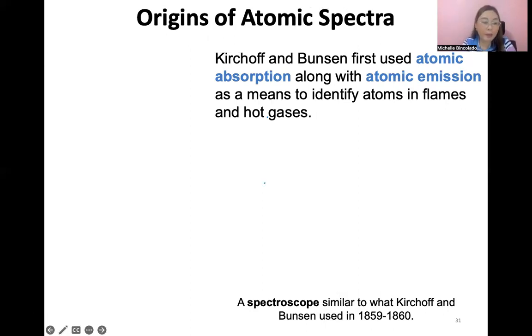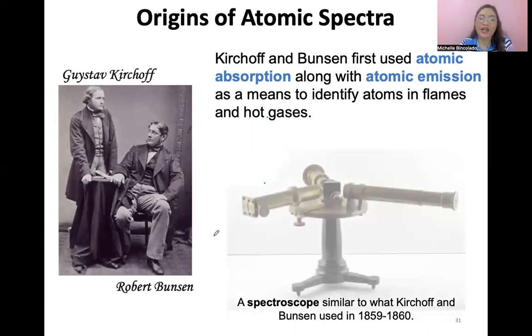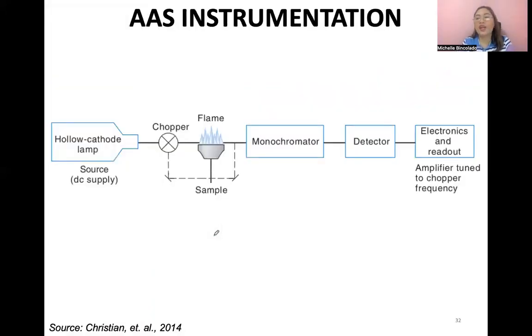Ay, teka. Naka-pen pa pala to guys. Okay. So, ayan guys. Yung picture ni Kirchhoff tsaka ni Bunsen. Ayan. And ito yung similar sa spectroscope na ginamit guys ni Kirchhoff at saka ni Bunsen. So, here guys is the block diagram. Ito guys ang block diagram ng AAS instrument. So, similar parts. Yun nga lang guys, meron tayo dito part kung saan may flame. So you will know later para saan yung part na yan.